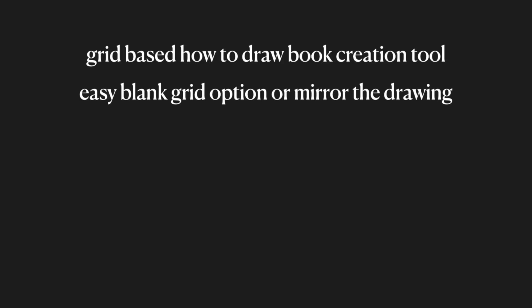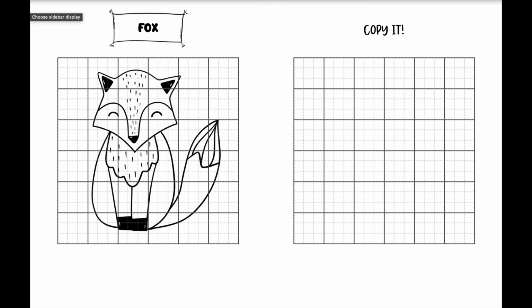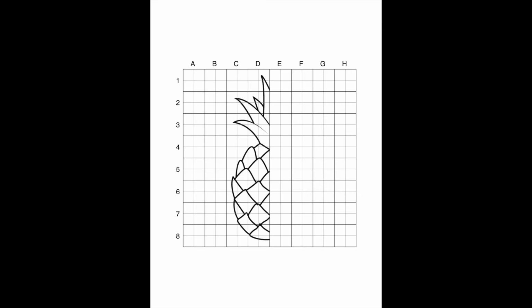You can do this by having a completely blank grid, which is what I did in my book. My book had a totally blank grid for the child to draw their image in, or you can have only half the image within the grid and then the child draws the other half of the image in the grid. That is a very popular way to do it as well.